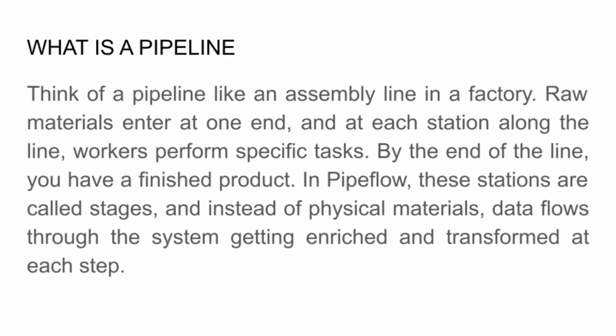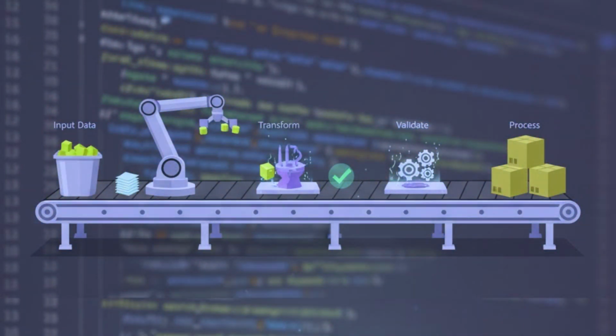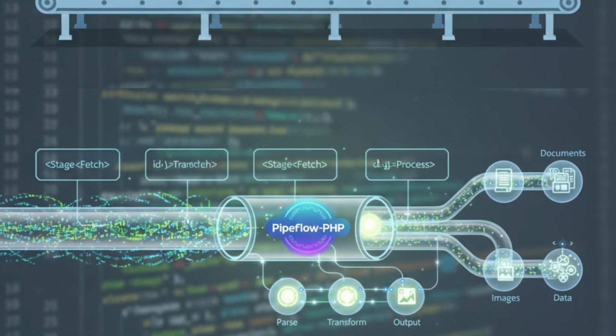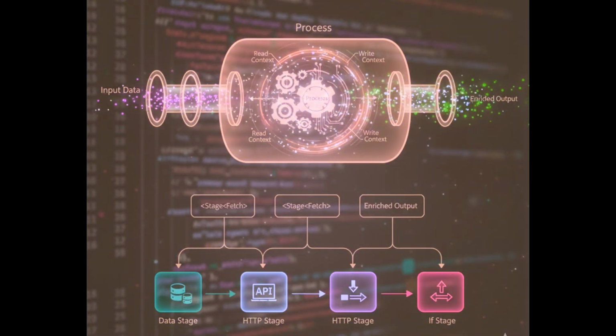So what is Pipeflow? At its core, it is a pipeline engine for PHP applications. Think of a pipeline like an assembly line. You've got raw materials going in at one end, and at each station along the line, something specific happens to those materials. By the end, you have a finished product. In Pipeflow, instead of physical stations, you have what are called stages. Each stage is a small focused unit of work. One stage might fetch some data, another might transform that data, another might send an email or create a blog post. The magic happens when you chain these stages together in sequence. Data flows from one stage to the next, getting enriched and transformed along the way until your automation is complete.